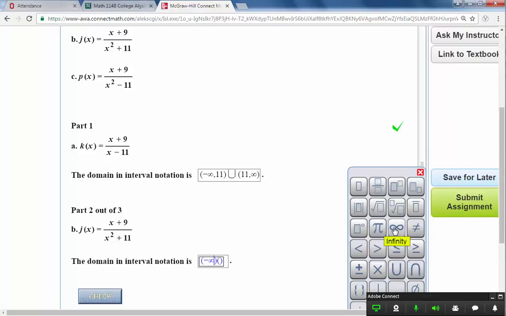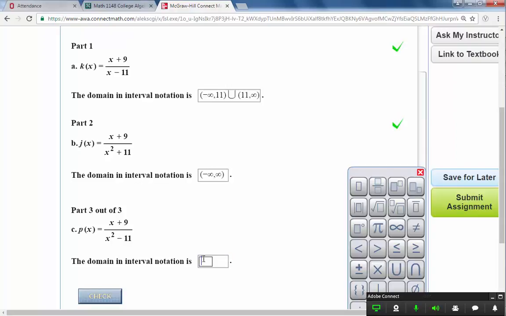Negative infinity, comma. Oh, this one is just a single one, so we don't need the second one. This one requires 3. Unite, start with root 11 to infinity. Negative root 11 to root 11.